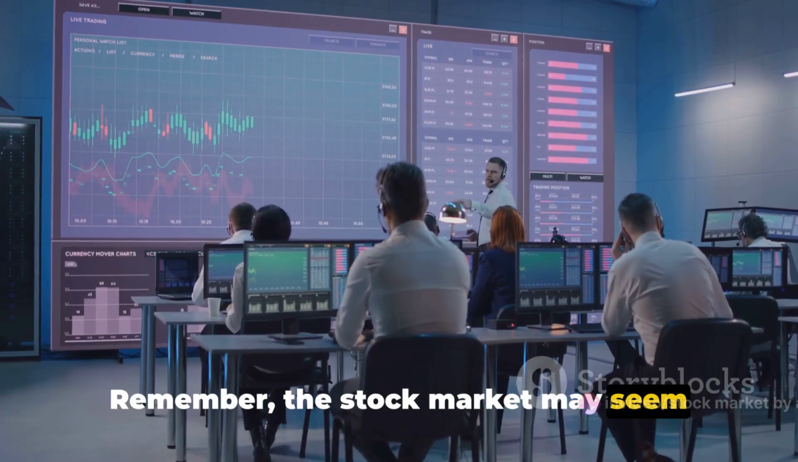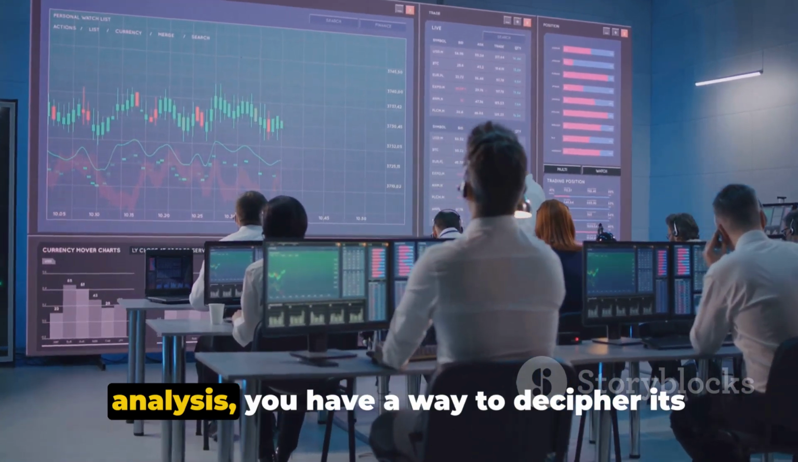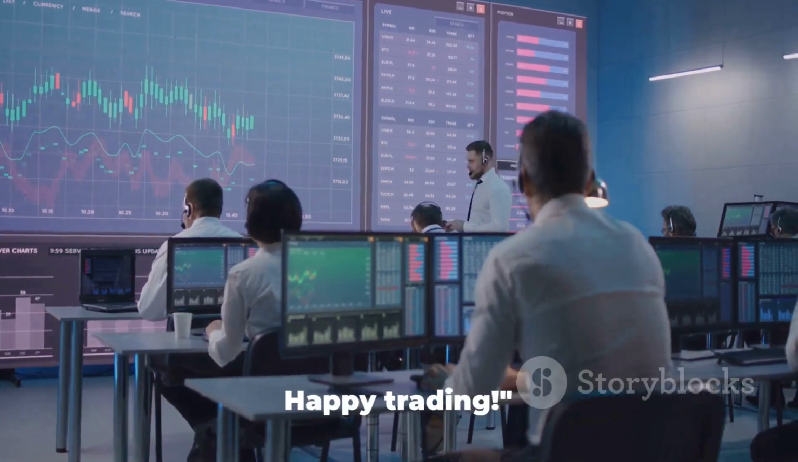Remember, the stock market may seem unpredictable, but with technical analysis, you have a way to decipher its patterns and trends. Happy trading!